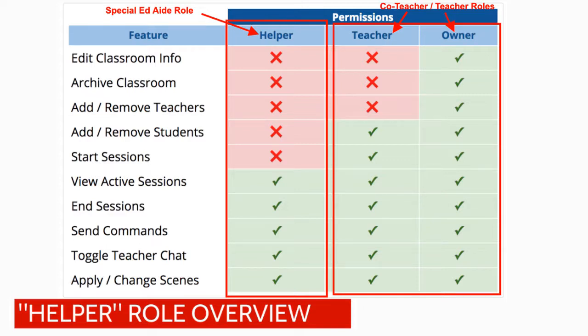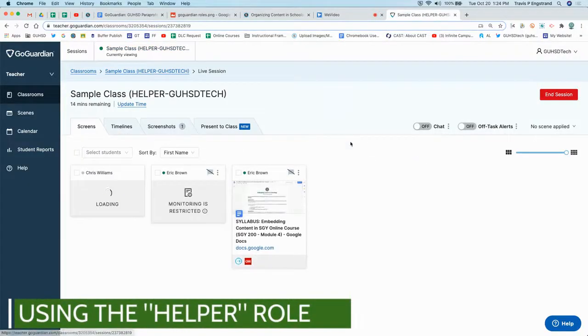And you can apply or change what are called scenes. Those would be not to individual students, but you can apply or change scenes that apply to all students in the classroom. So that would be important as well to speak with your teacher about. Once you enter a GoGuardian monitoring session, you'll be taken to the monitoring session dashboard. We're now going to go through and demo some of the features that you have available to you as a helper in a GoGuardian monitoring session.